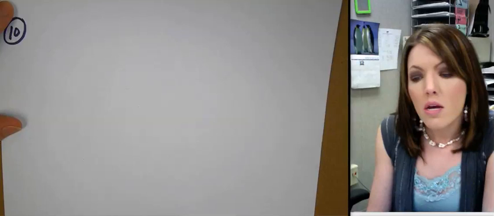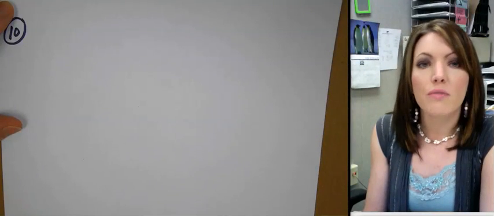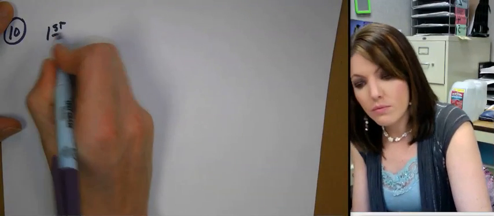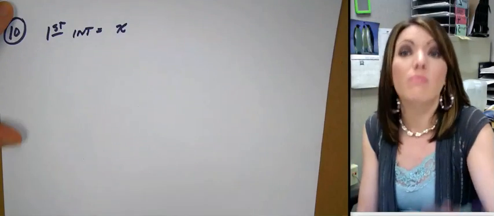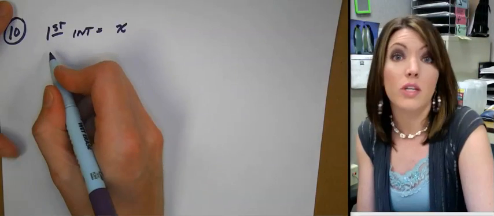Okay, here we go. The sum of 6 consecutive integers is 105. We want to find all integers. Okay, so we have 6 of them. So the first integer we will say is x. Since we don't know them, probably a good idea to identify them with something that we don't know, which we'll call x.